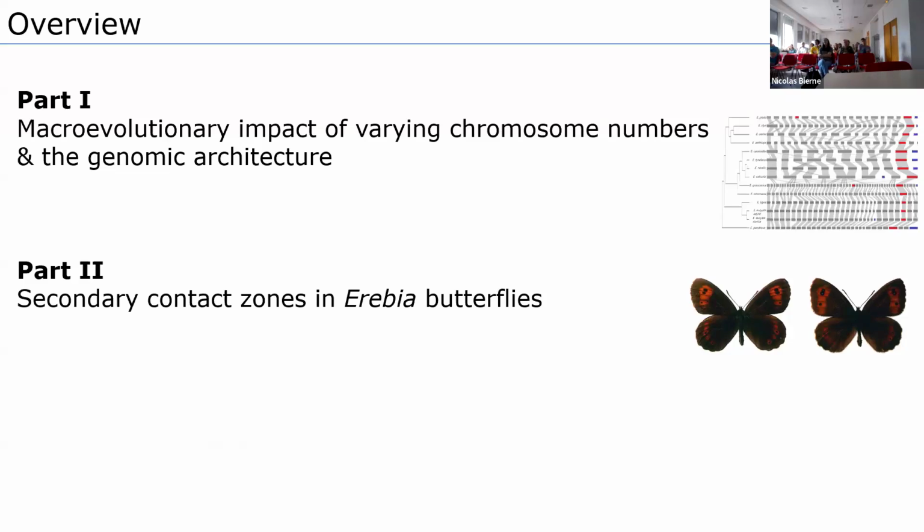So my talk has basically two parts. The first is more on the macroevolutionary impact of varying chromosome numbers and the genomic architecture, at least as far as we know it. And then the second part is more on secondary contact zones on primarily the butterflies.